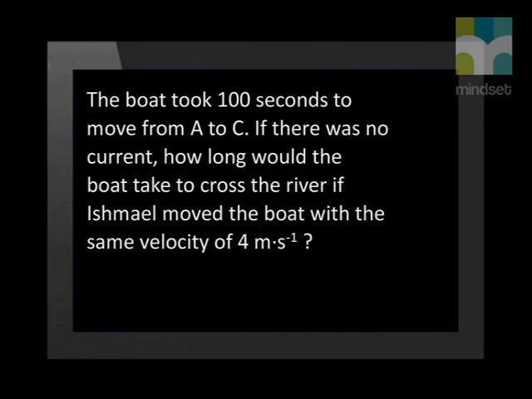Now it's time for today's task. In this problem of crossing a river, the boat took 100 seconds to move from A to C. If there was no current, how long would the boat take to cross the river if Ismail moved with the same velocity of 4 meters per second?